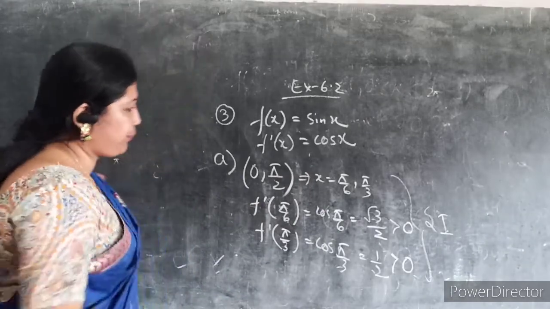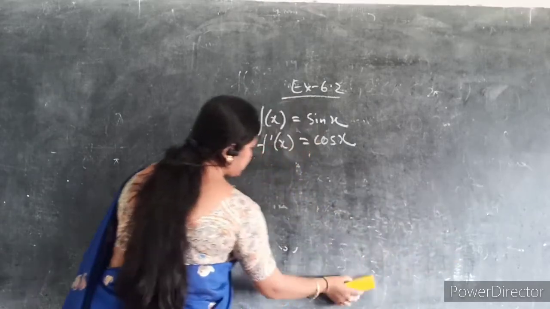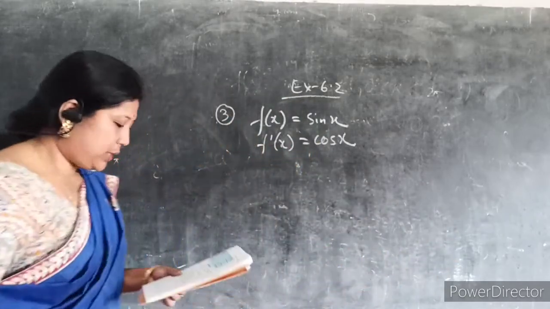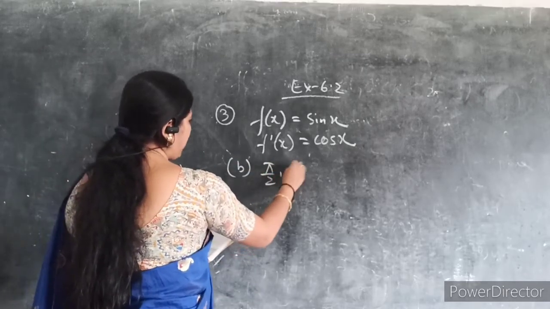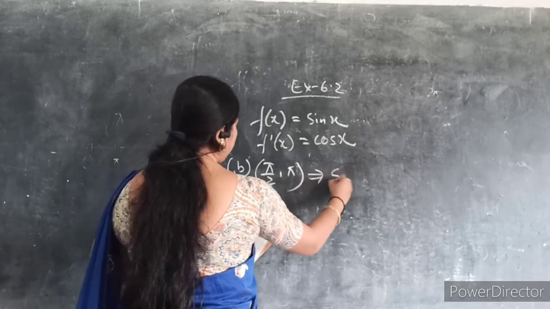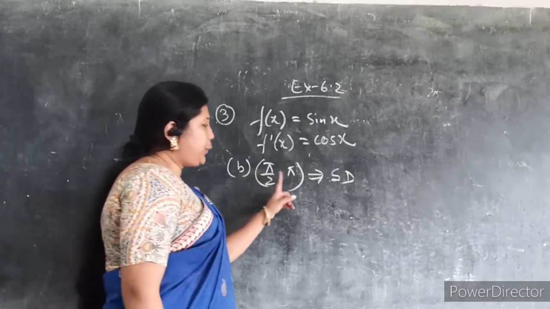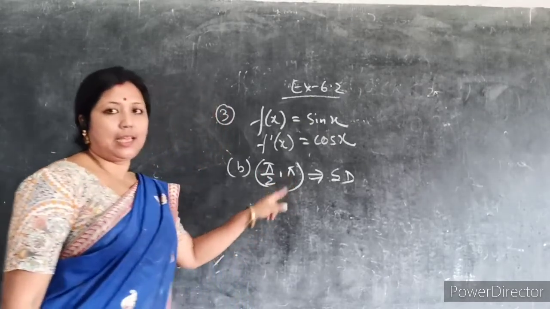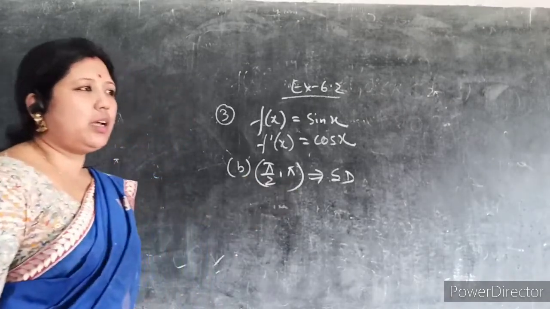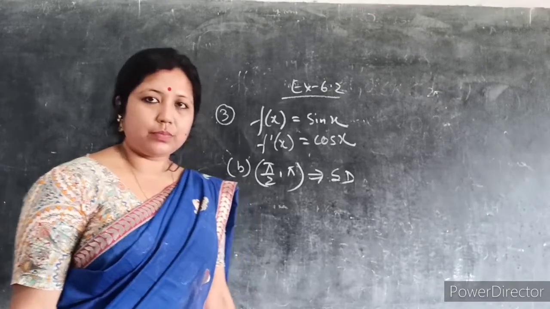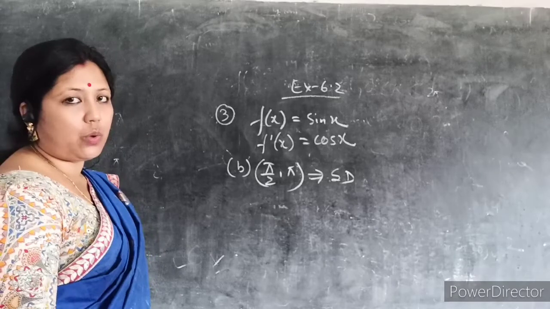Okay students? Next, what is the second part of this question? In the second part, when you take the interval from pi by 2 to pi, the function should be shown to be strictly decreasing. That means from 90 to 180, so you can take 120.